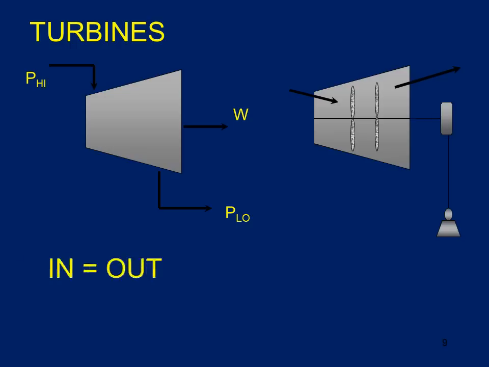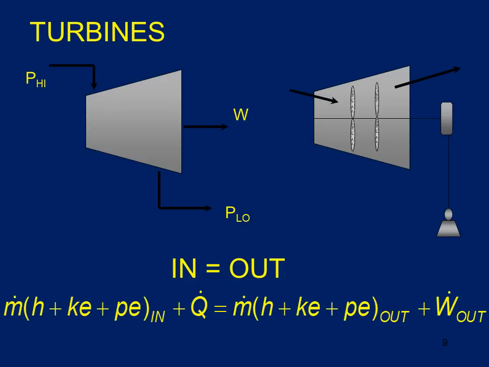or just use the mechanical power directly. The energy balance, in equals out, and so we have mass flow in times the energy per mass in plus any Q that might be going in. Usually in a turbine the Q is going out, but you can draw it on the left hand side or the right hand side depending on what you think is happening, and is equal to the mass flow times the energy out plus the work out.